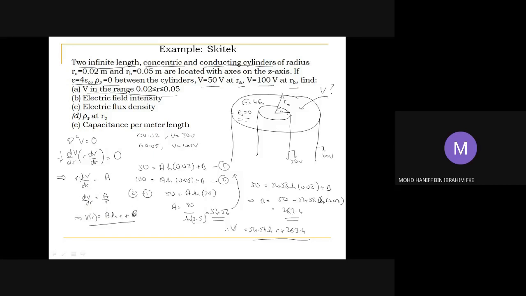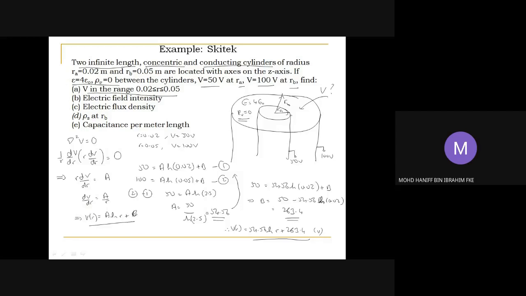Yeah, so that should be the V(r), the variation of V with regard to r in units of volt. Okay, so we have successfully calculated the V in the range between Ra and Rb.